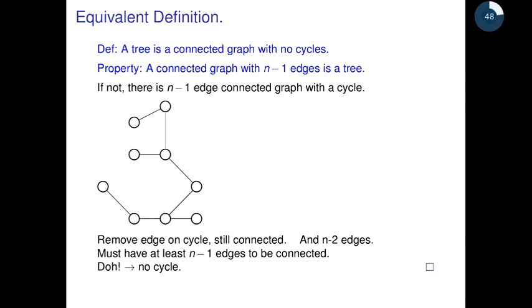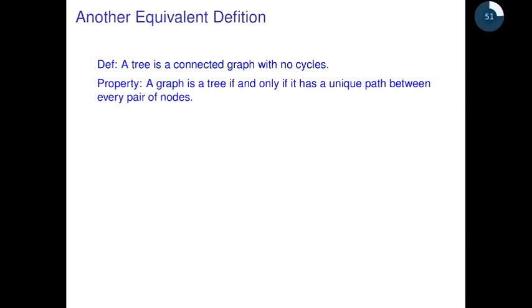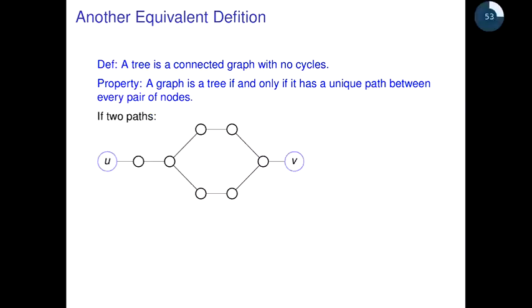Okay? Okay, so now another definition is a graph is a tree if and only if it has a unique path between every pair of nodes. Okay? So let's prove that. If there's two paths, it looks something like this. You have some pair of nodes where there's two paths that are different, right? You have to have at least two paths that are different. And this is sort of fairly general. Okay? So now somewhere along this path, the path forks in the woods.